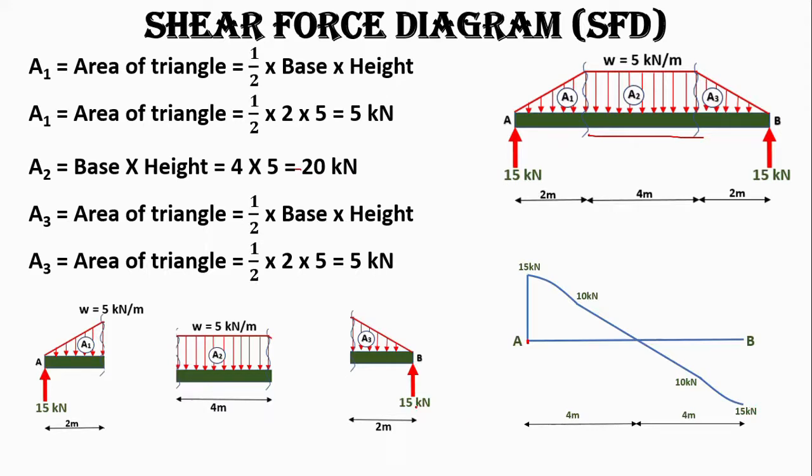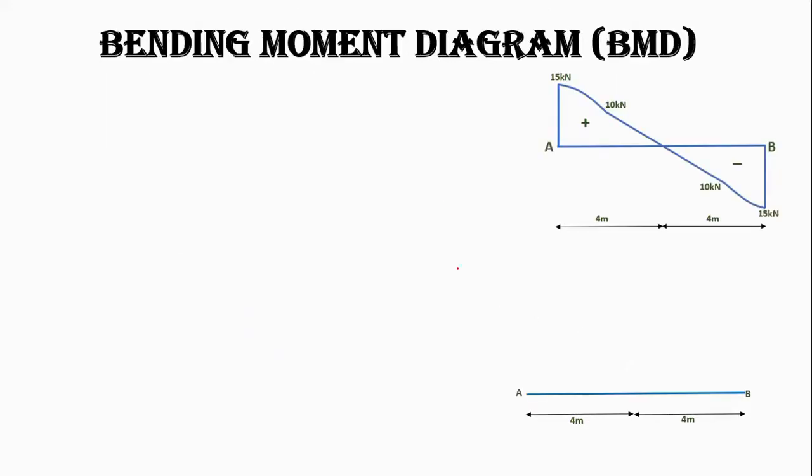And at the end we have a force, that is reaction RB in the upward direction of 15 kilonewtons. So minus 15 plus 15, we are again at the 0 line. So this is our shear force diagram with this positive region and this negative region, and the shear force is 0 at the center of beam. At this point the bending moment is maximum. So let's draw the bending moment diagram.